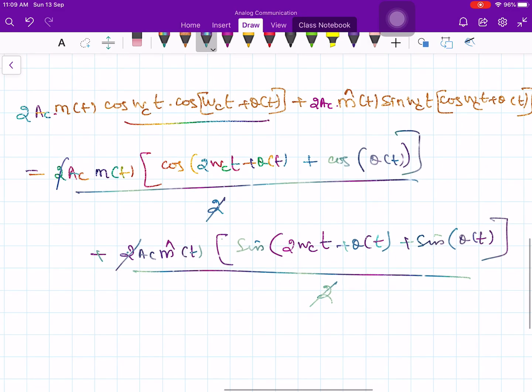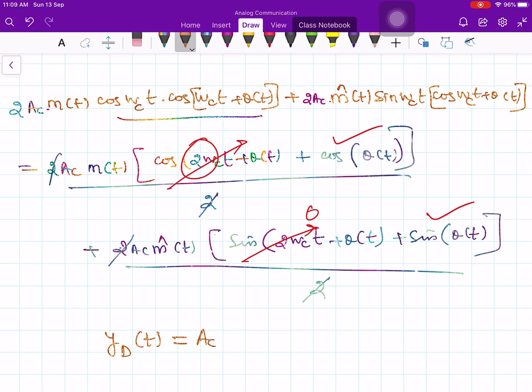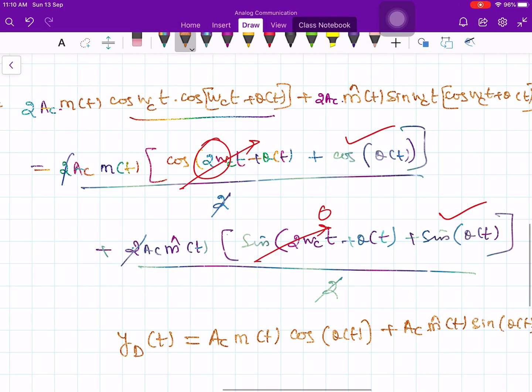If you pass it through a low pass filter, the low pass filter will remove this component because the frequency is 2 times, and this one is also removed. It passes this component and this component. Therefore, the output of your low pass filter Yd of t is equal to AC times m of t cos of theta t plus AC times m cap of t sin of theta t. That's it, that's what you get as the output here.